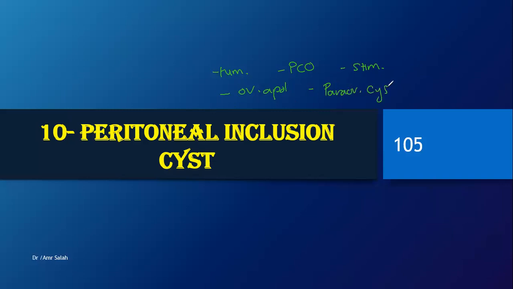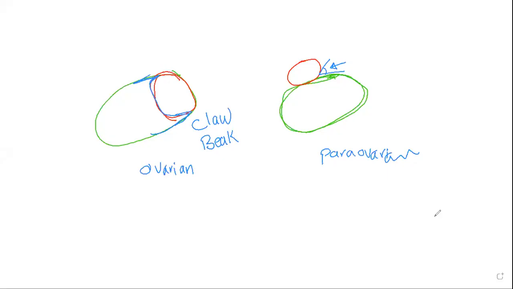Now we will discuss yet another entity in the ovary, that is the peritoneal inclusion cyst. What is the peritoneal inclusion cyst? Okay, let's see what this entity is. I don't know if you know it before or not, but anyway, let's see what it is.